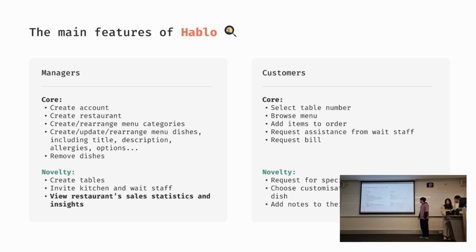It would be very effective for restaurant managers to know that information, to know what products to market as well. You can also customize options for dishes, so when customers have special dietary requirements, they can add notes, or they can say, oh, I'm allergic to peanuts, for example.